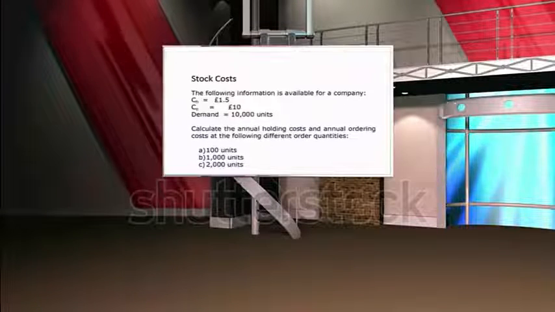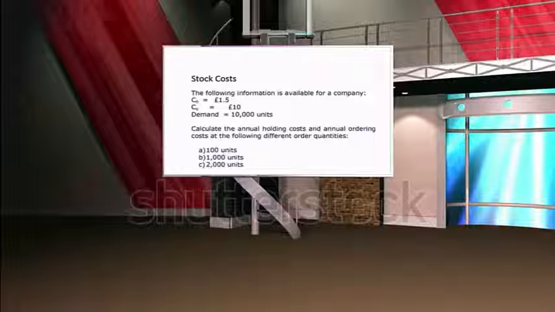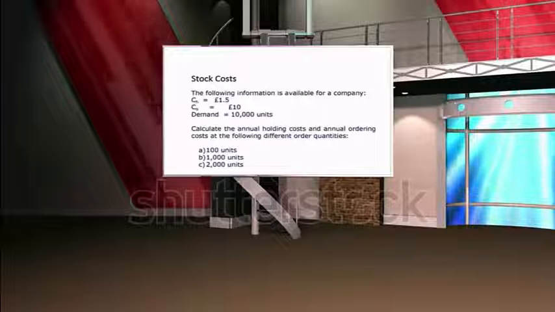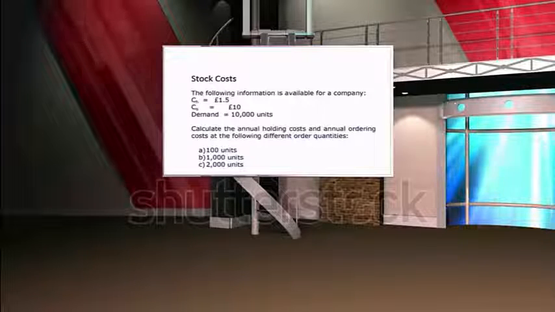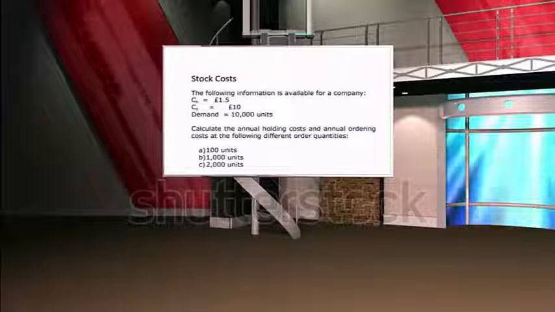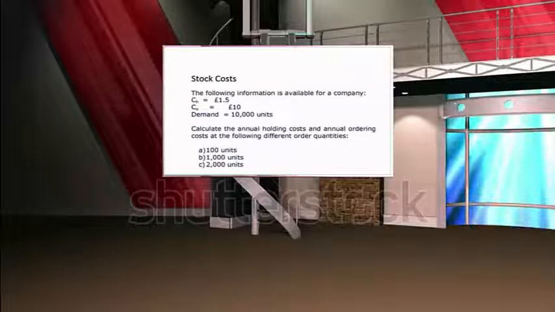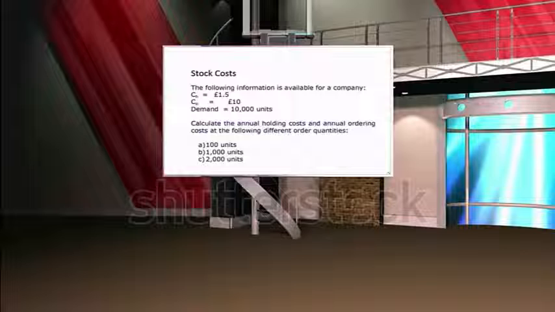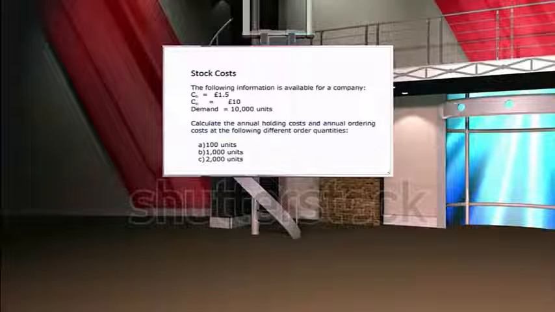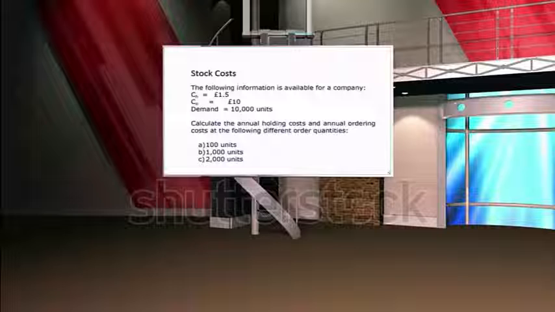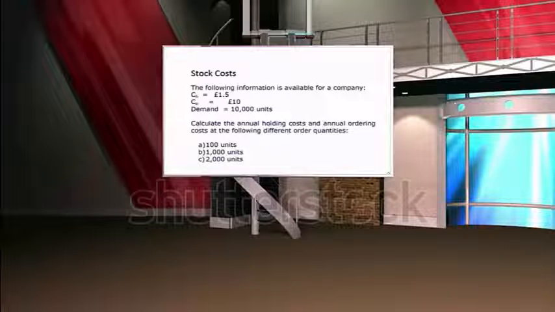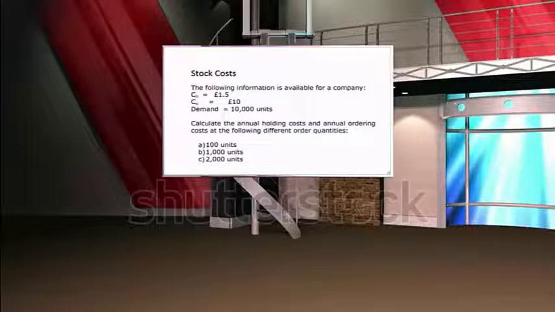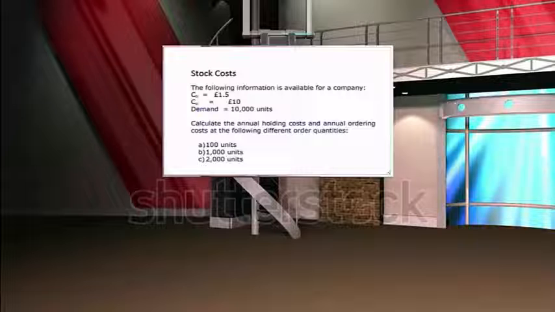In the last session, we looked at our annual stock holding costs and our annual stock ordering costs. And we saw that as our order quantities increase, our annual holding costs will go up, but our annual ordering costs will go down. Now, the purpose of this section is for us to discover how many units we should order with our supplier each time we place an order. So what is the order quantity that's going to minimize the sum of these two costs?